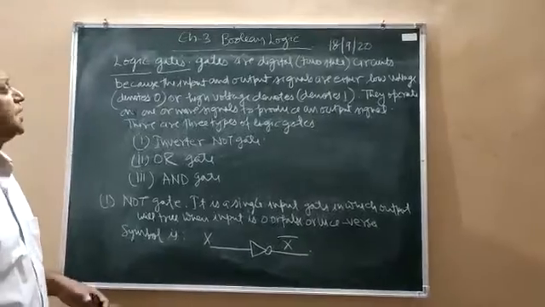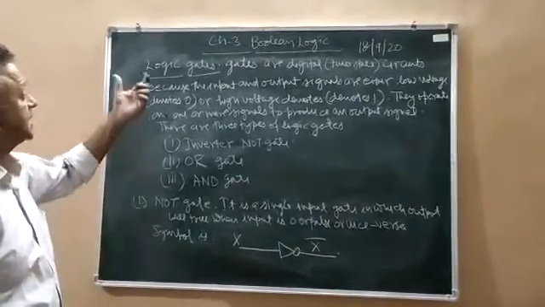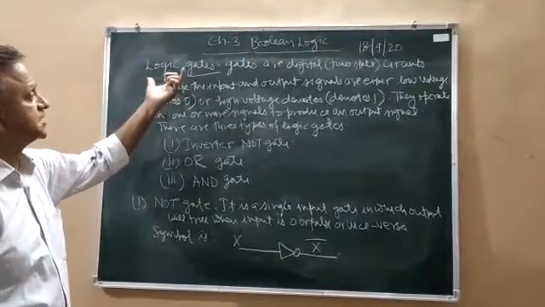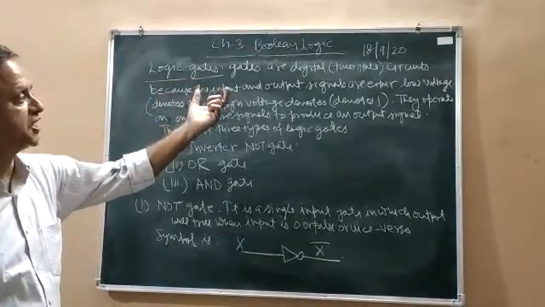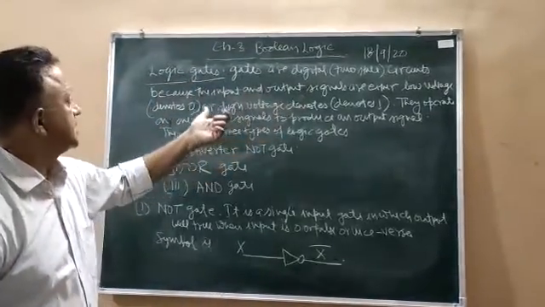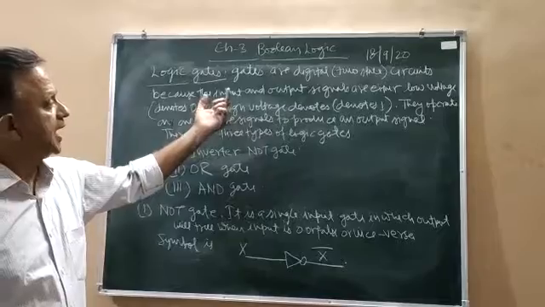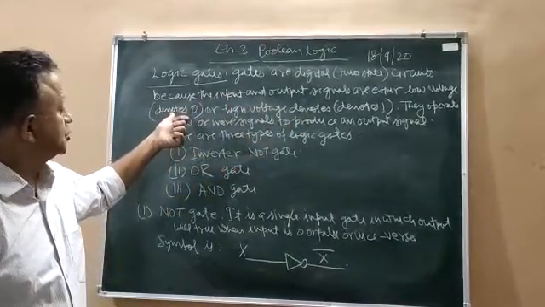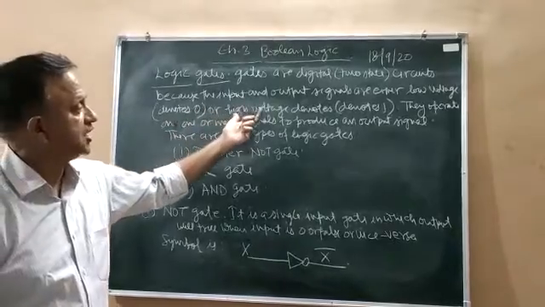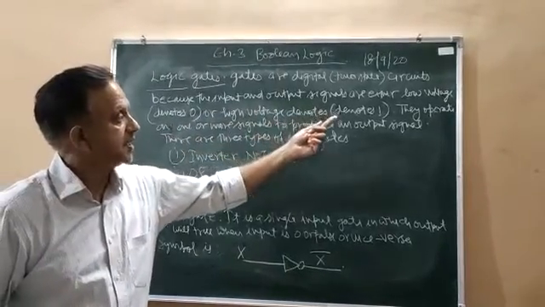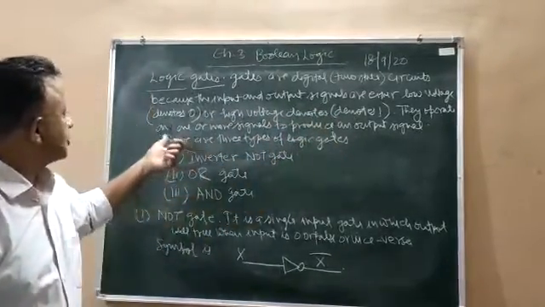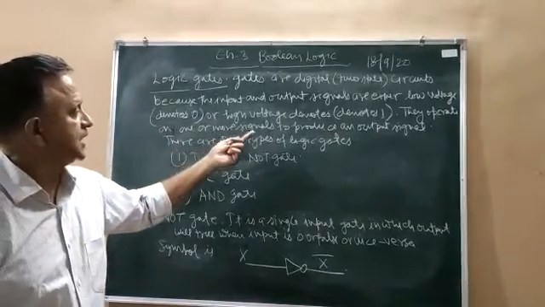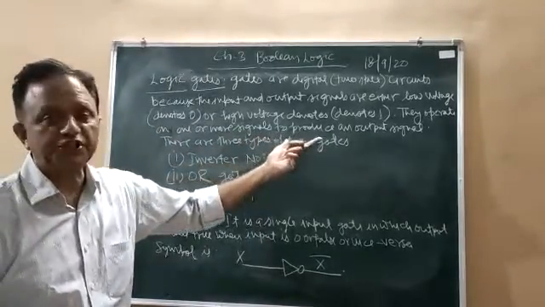Hello students, in this video we are taking another topic of Boolean logic, that is logic gates. They are digital two-state circuits because the input and output signals are either low voltage, denoted by 0, or high voltage, denoted by 1. They operate on one or more signals to produce an output signal.